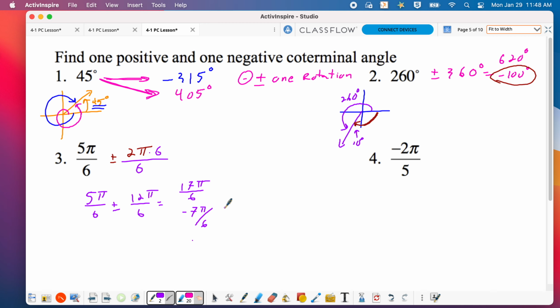All right, so do number 4 then. My version of 2 pi is going to be 10 pi over 5, which gives 8 pi over 5 and negative 12 pi over 5. So just add and subtract one full rotation.